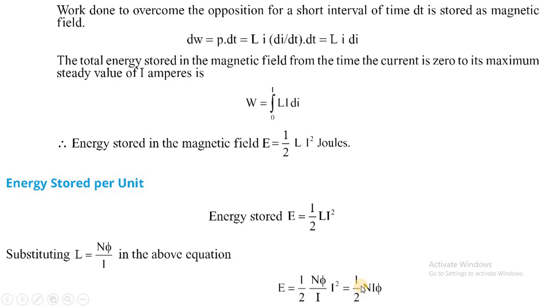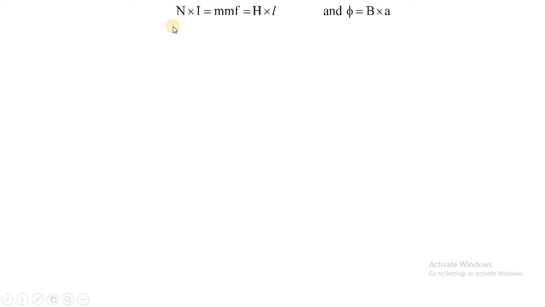Now what is N I? MMF. And what is phi? Flux. So can I say E is equal to half MMF into flux? What is MMF? N I. Again MMF is equal to H into L. And flux phi is equal to B into A.